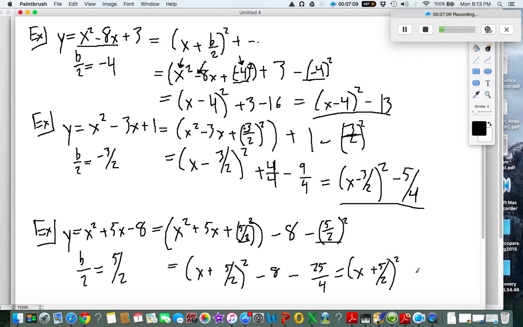So my common denominator here is 4. That'd be giving it the same thing as 32 fourths minus, or negative 32 fourths, minus 25 fourths. Which I then can put into one common fraction here at the end. I'm not sure, I think I've run out of room. That's supposed to be a 4.